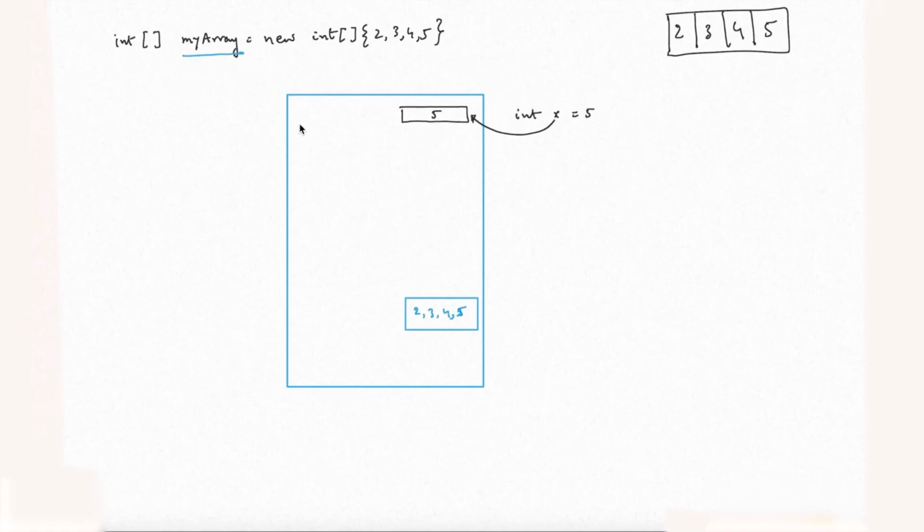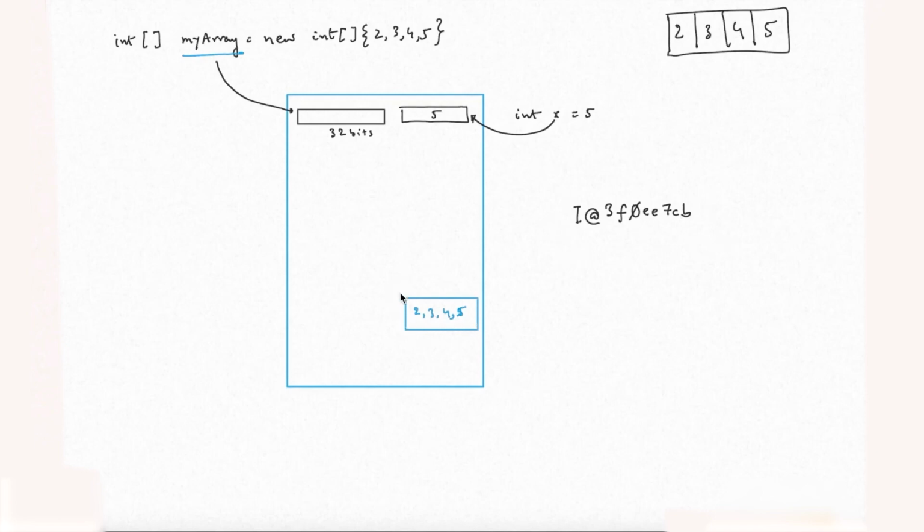So what happens for my array is that a 32-bit memory location is allocated, and this memory location does not store the array. This is where my array points to. But this memory location does not store the array. Remember that every memory location has an address. And if you look at that address in Java, it looks something like this. Some text like this. So this is basically the memory location address.